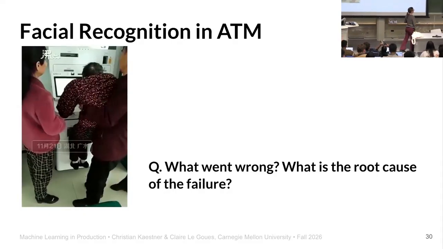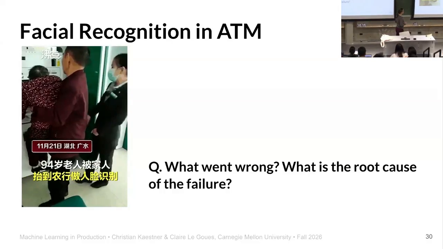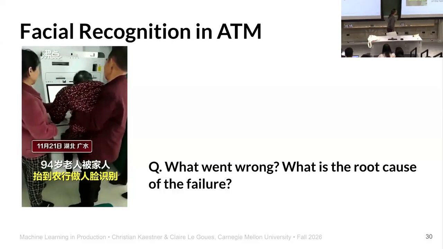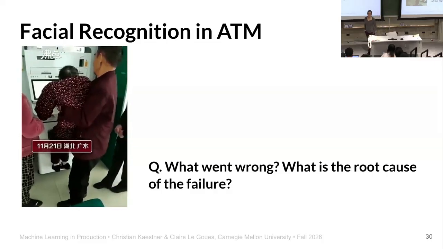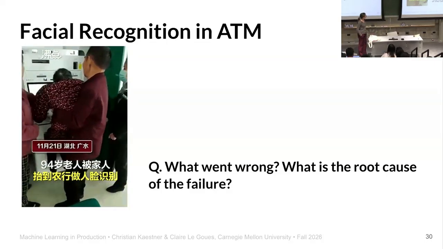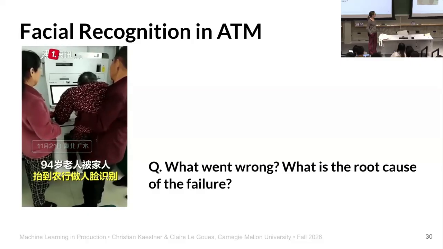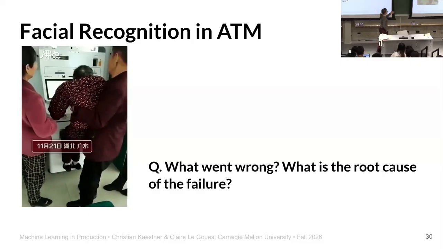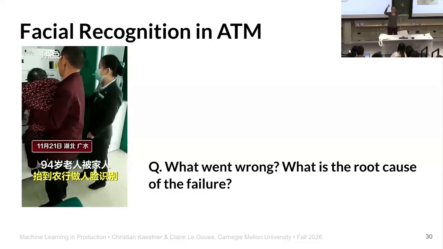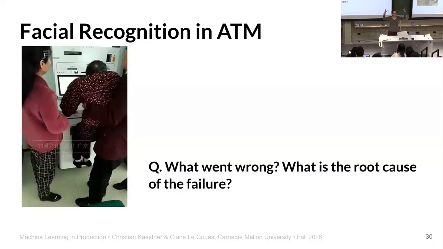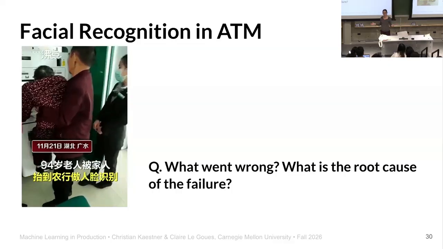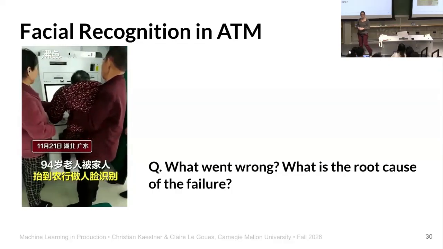So this is an ATM, a facial recognition system deployed that, by all accounts, the facial recognition worked well. Anybody saw this when it happened? It's a few years back now. This person is being held up, basically, to the facial recognition system on the ATM. So I would say there was a failure in this system, right? The system failed.